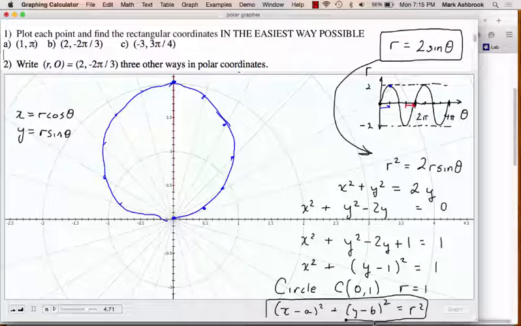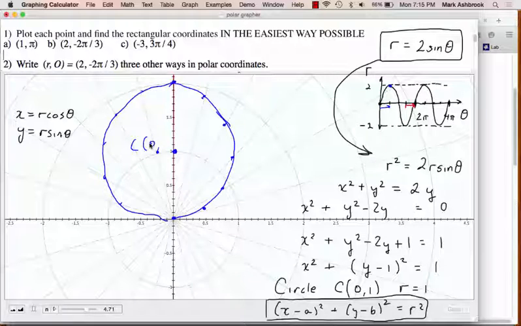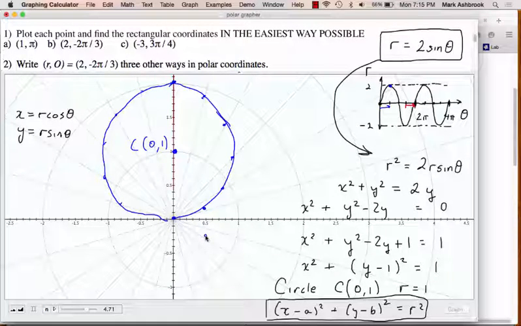So look at our picture. Circle, center 0, 1, radius 1. Let's watch the computer do it nicely, okay?